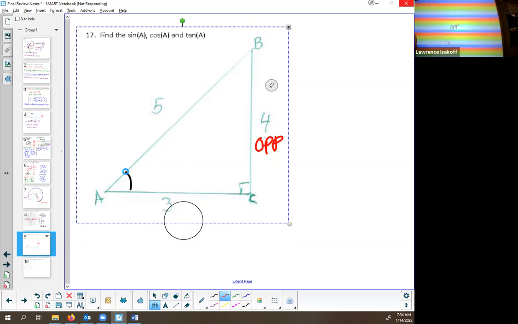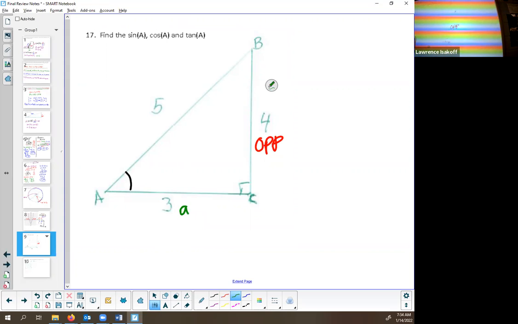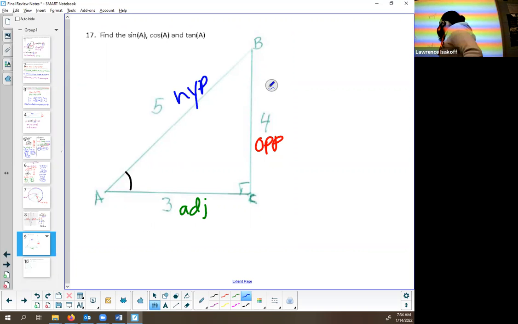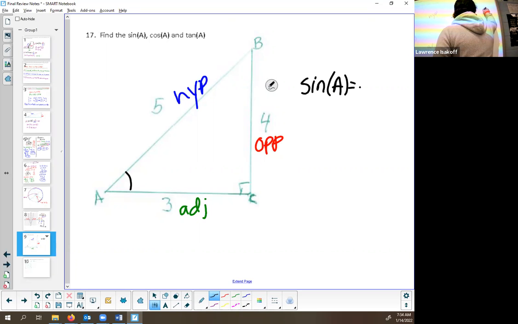Let's try writing that again. I don't know what happened there. Okay, there we go. And then finally, the side that's 5, that's across from the right angle. So that makes it the hypotenuse. So sine, remember, is opposite over hypotenuse. So the sine of A is my opposite 4 over my hypotenuse of 5. So 4/5, that's just it. Nothing more to do there.